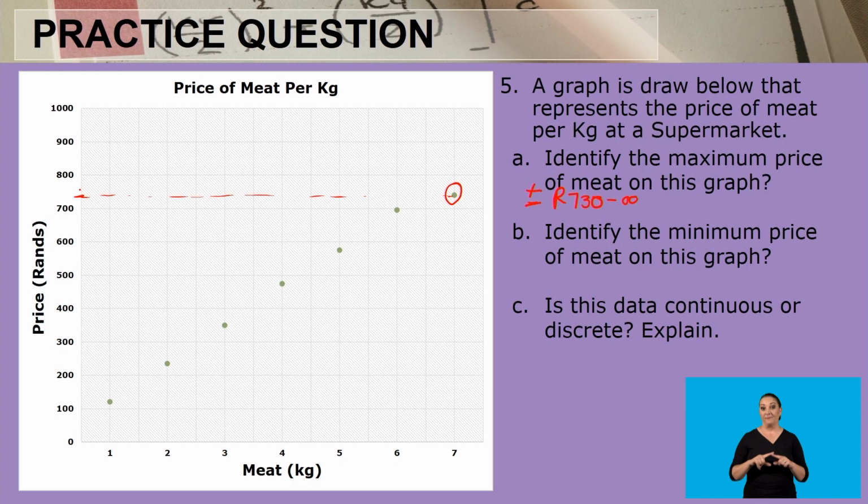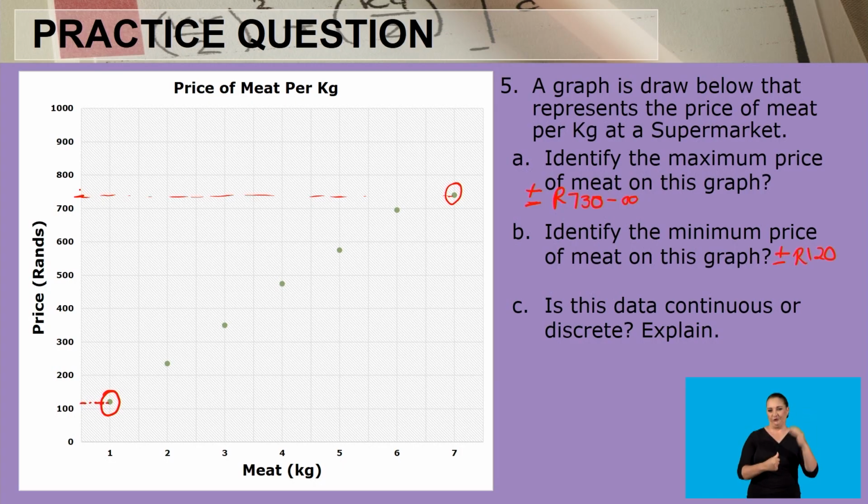What about the minimum price of this meat? Now, the minimum price, of course, would be the lowest point, and that lowest point is for 1 kg of meat, and we can now estimate that price. We can say that that meat was perhaps 120 rands of meat. And of course, remember, this is an estimate, so that is plus minus 120 rands for that 1 kg of meat.